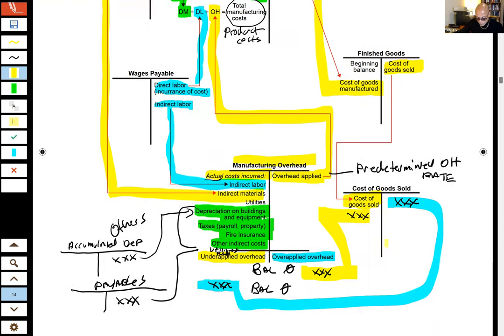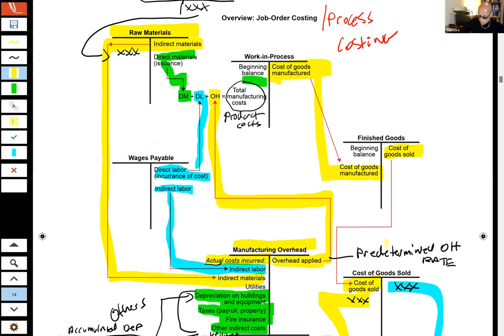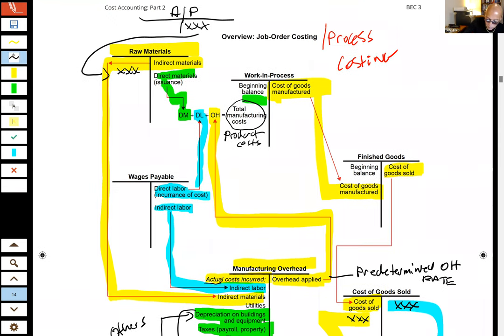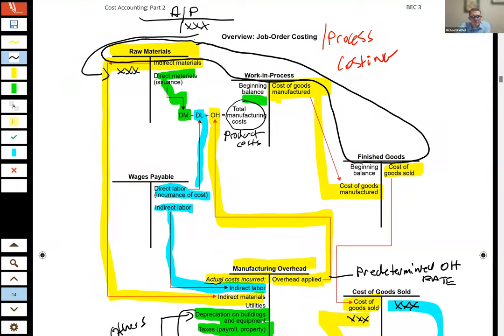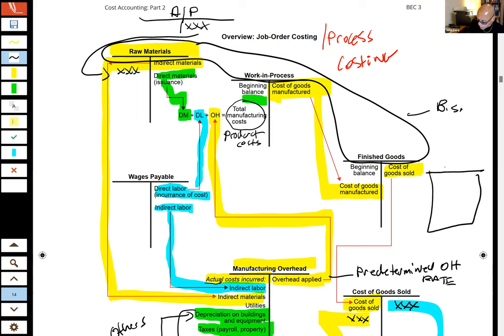Okay, now, where are we going to report our raw materials, our work in process, and our finished goods? Balance sheet. Beautiful. Thank you, Michael. That goes to the balance sheet. And then when it becomes a cost of goods sold, then it goes to what? Income statement. Good, income statement as my cost of goods sold. Beautiful. Very good, guys.